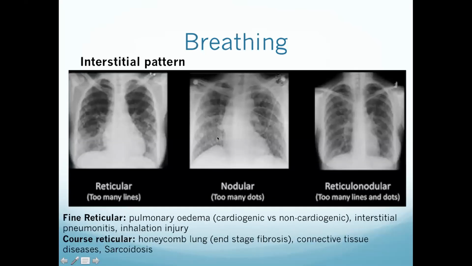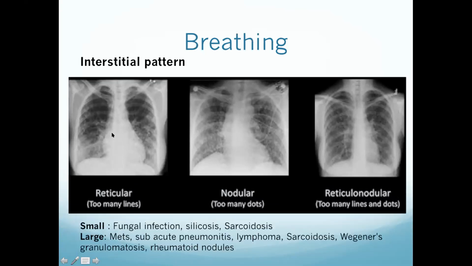opacification. So interstitial can further be broken down into reticular, which means too many lines, nodular, too many dots, and reticulonodular, a bit of a mixture. And then reticular, you can break that down further into fine, so things like pulmonary edema, interstitial pneumonitis, and then coarse reticular, which is when you get your honeycomb lungs, end-stage fibrosis and connective tissue disorders. And then nodular, so it's small or large. You get small nodules from fungal infections, silicosis, sarcoidosis, and then larger nodules would be things like your mets, lymphomas, sarcoidosis.